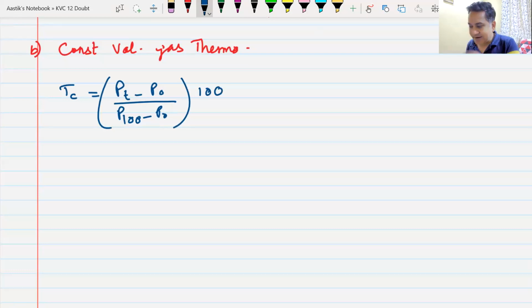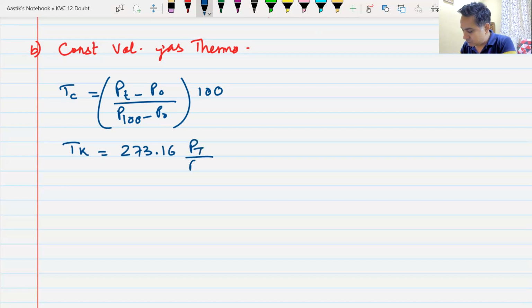If it was the Fahrenheit scale, 0 becomes 32, 100 becomes 212, and that 100 becomes 180. Do we understand this? What is the temperature on the Kelvin scale on this? The same thing. 273.16, remember that is the triple point. P by PTR into 273.16, where PTR is the pressure at the triple point.